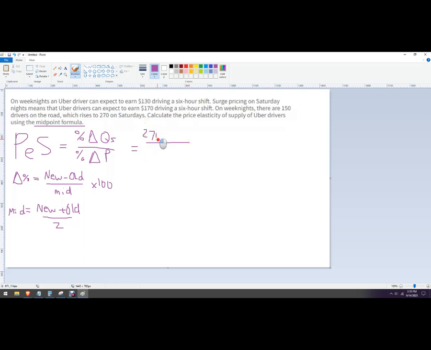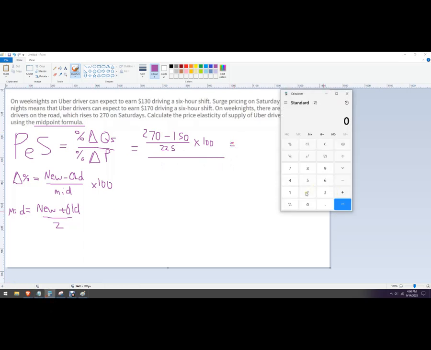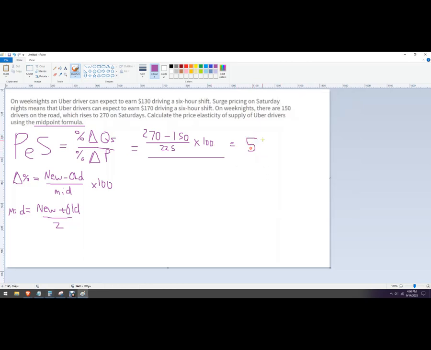So it's 270, that's the Saturday, minus weeknight. And then halfway in between these two is 225. Okay, so if you were unsure about that, you can add them together and then you can divide by 2 and you'd have it. So that's the change in quantity supplied. I guess since we're here, we could calculate that. So that's 120. So it's 120 in the numerator divided by 225, which is 0.53 times 100 is 53%.